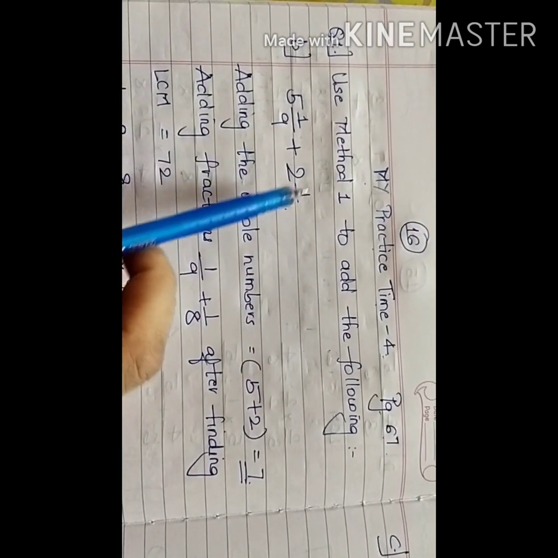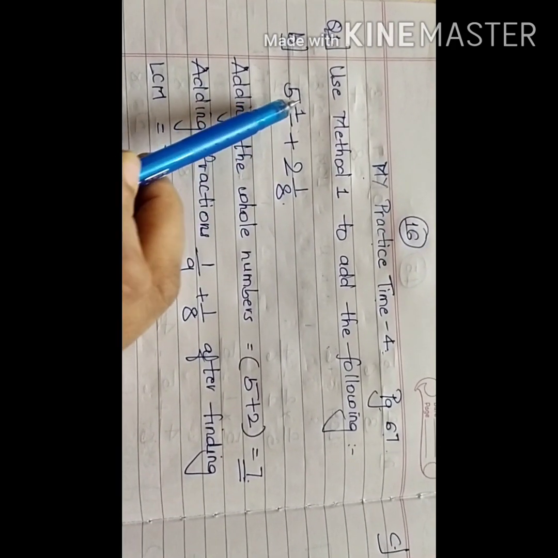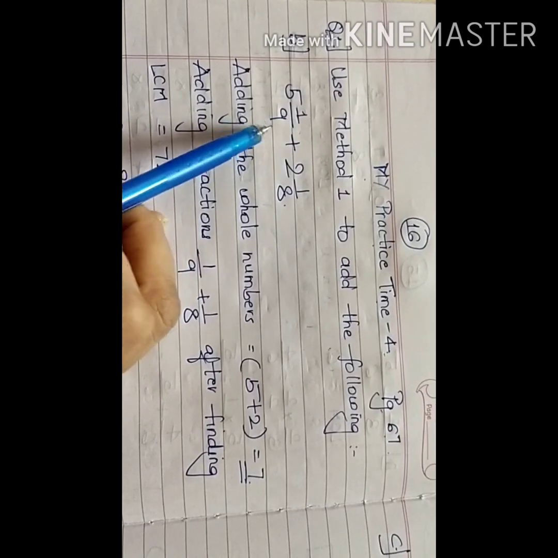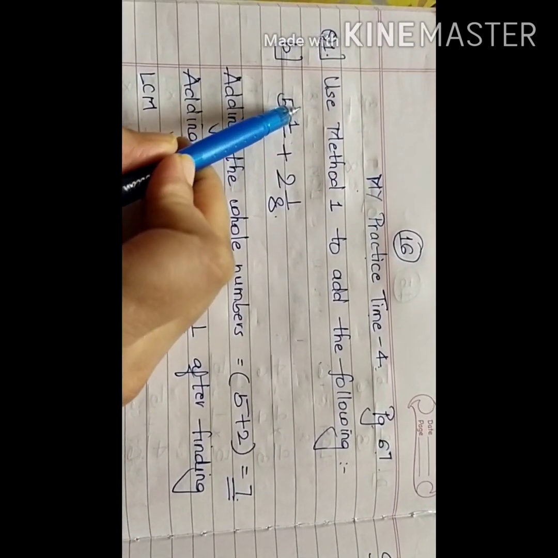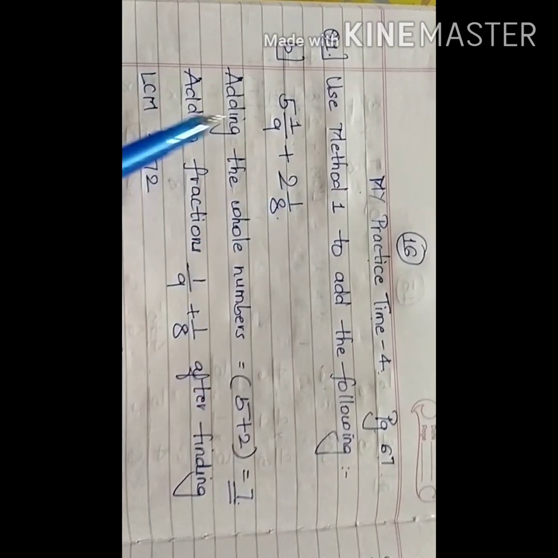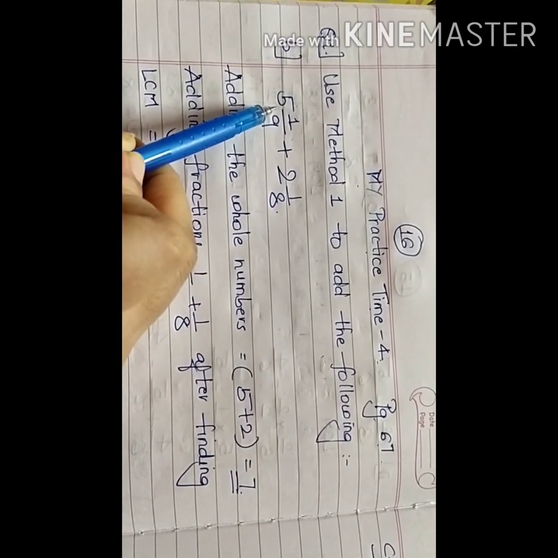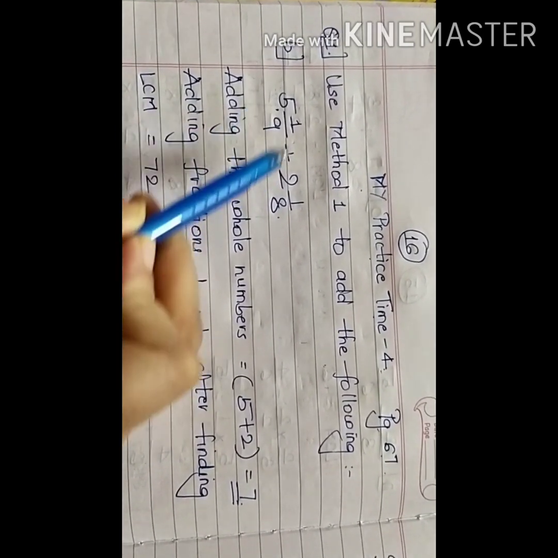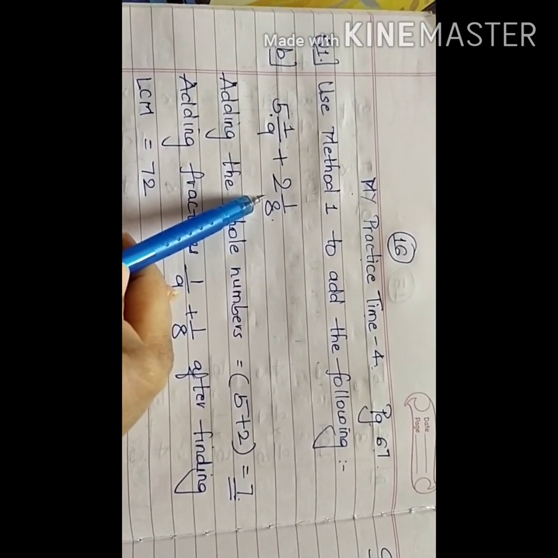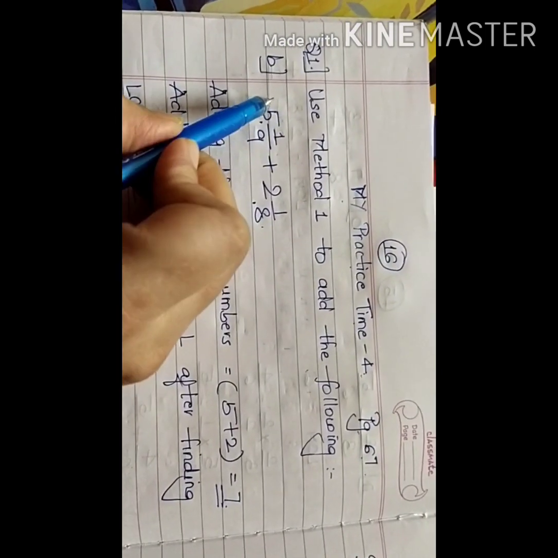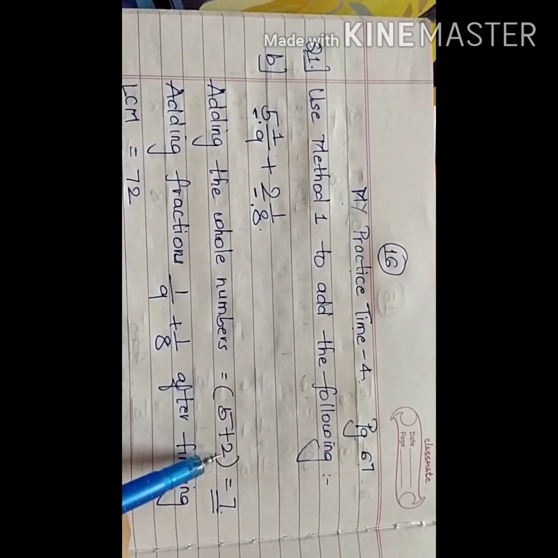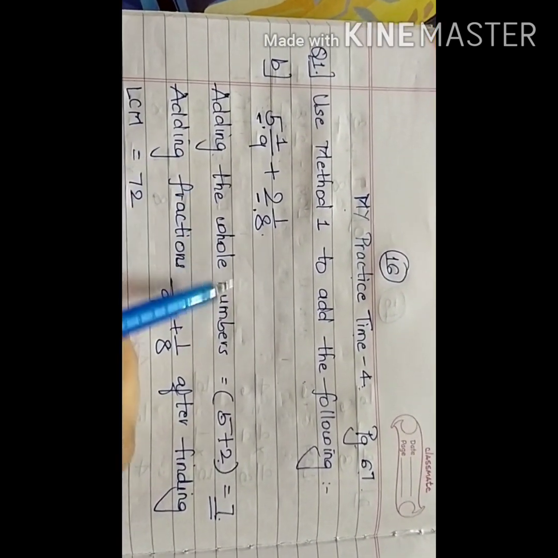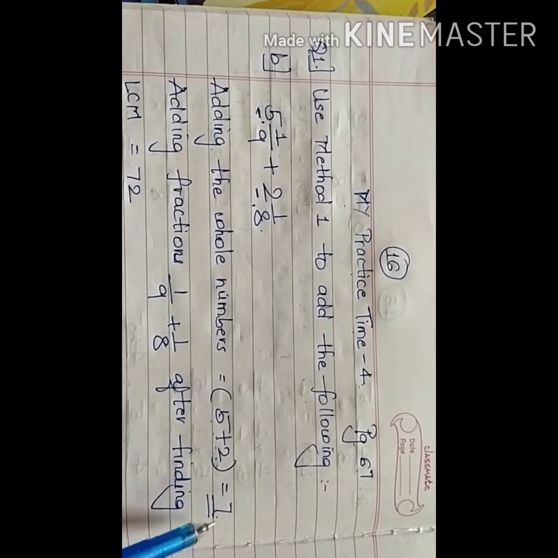Now as we know children, a mixed fraction is a combination of a whole number and a proper fraction. So the very first thing you are going to do here is add up the whole numbers. Here the whole number for mixed fraction number 1 is 5 and the whole number for mixed fraction number 2 is 2. So just simply add 5 and 2. Adding the whole numbers, 5 plus 2, I get 7.